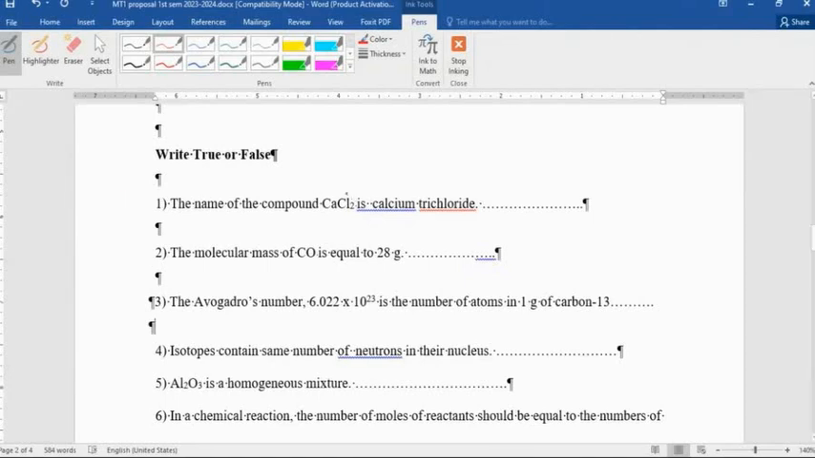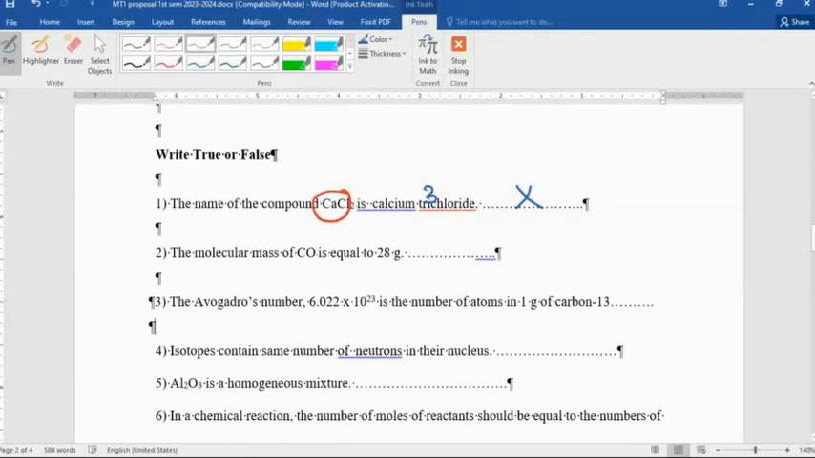So here, the name of the compound CaCl2 is calcium trichloride. One of your friends, he is a little bit genius. What will he say? He will say, the doctor here gave me tri, meaning 3. However, here I have 2. So this one is false.